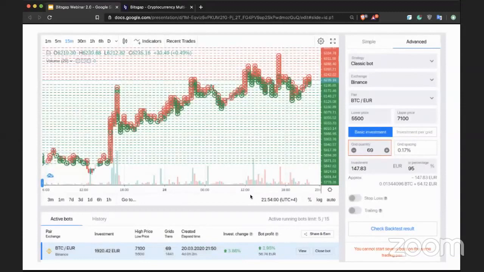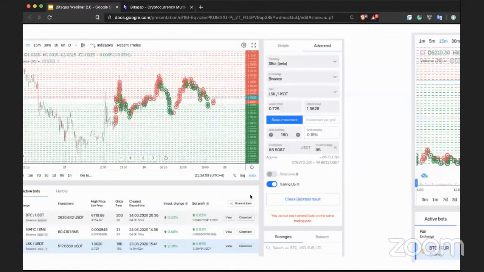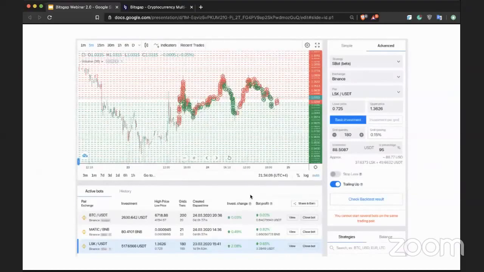Pretty much the same scenario. It's BTC trading to Euro. Another one, Lisk trading to USDT. Here basically is the same idea. You let the bot accumulate extra profit for you.